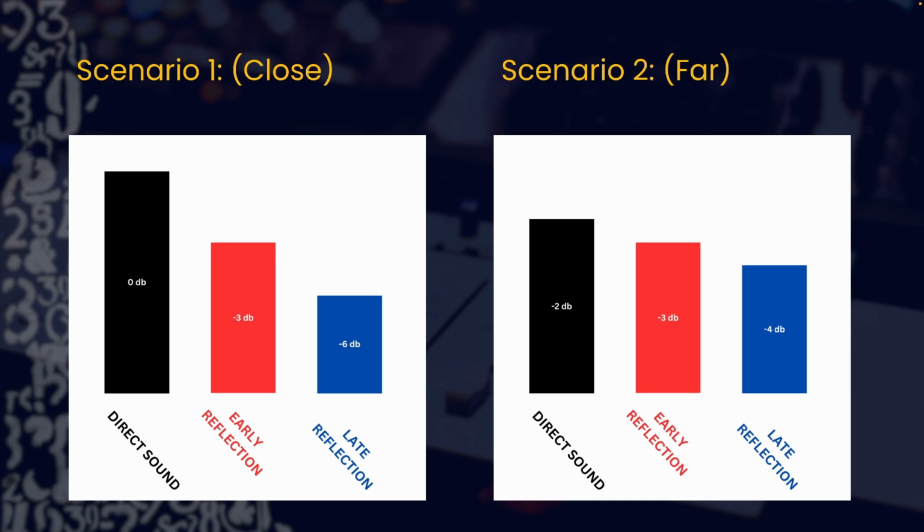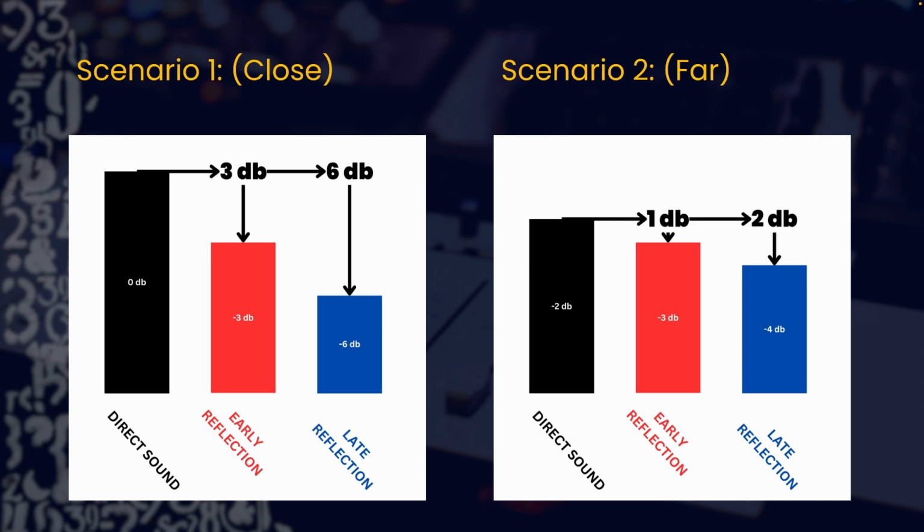What's very important to understand here is the difference between each of these steps. So there's 3 decibels between the early reflections and the direct sound, and then 6 decibels between the late reflection and the direct sound in scenario 1 when the item is very close to us. Versus scenario 2, the early reflections is only 1 decibel and then 2 decibels for the late reflections for the far away sound. This means that the relative difference between the direct sound and the reverb is smaller when things are further away. And this makes logical sense to us.